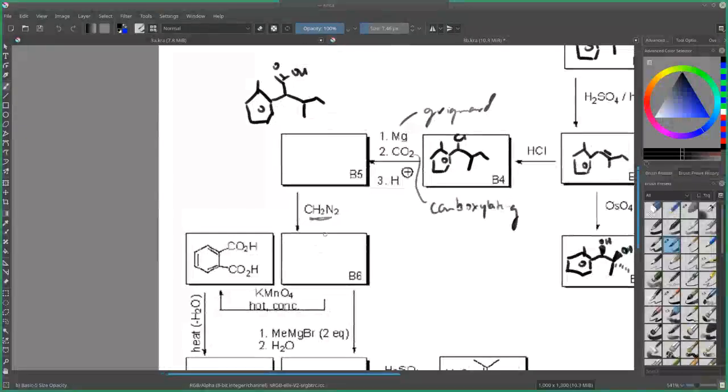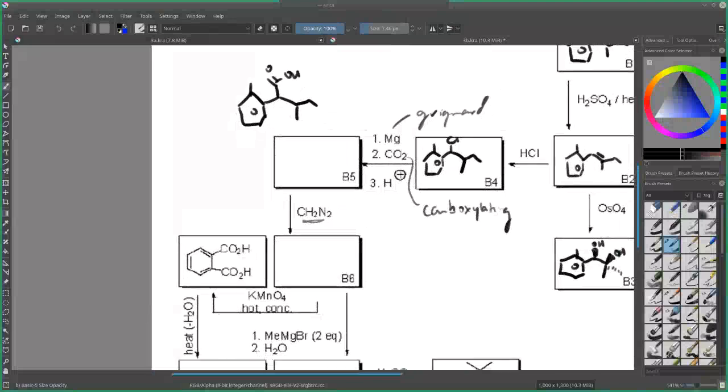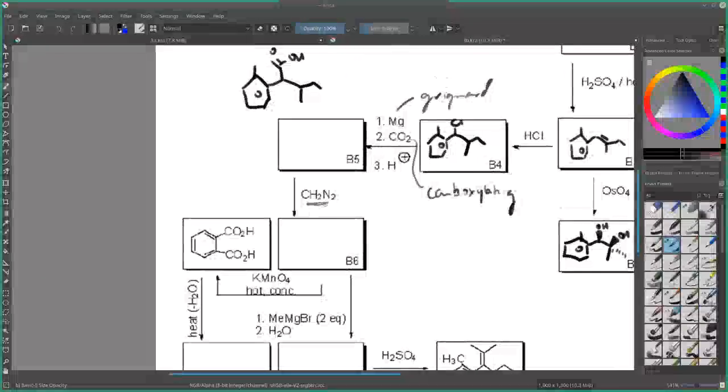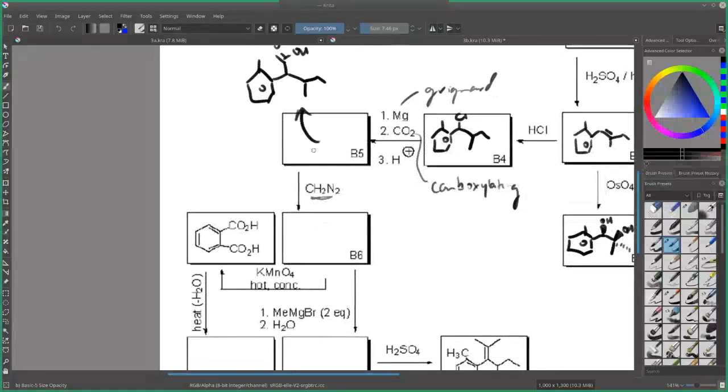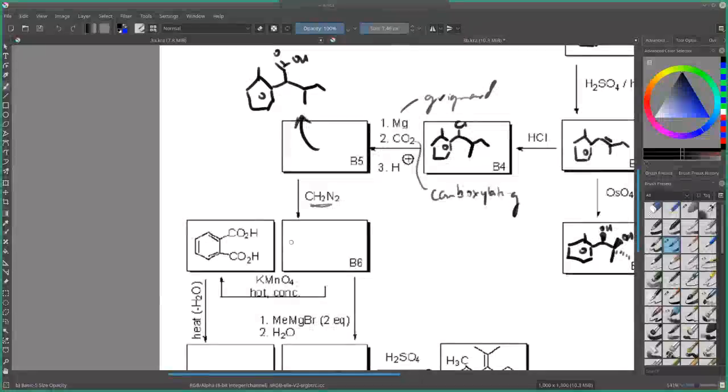Diazomethane, which we've already seen today again, and it's a very nice structure to work with. Let me just draw an arrow to make sure it's there. So diazomethane now. So we're going to go from an acid to a methyl ester.